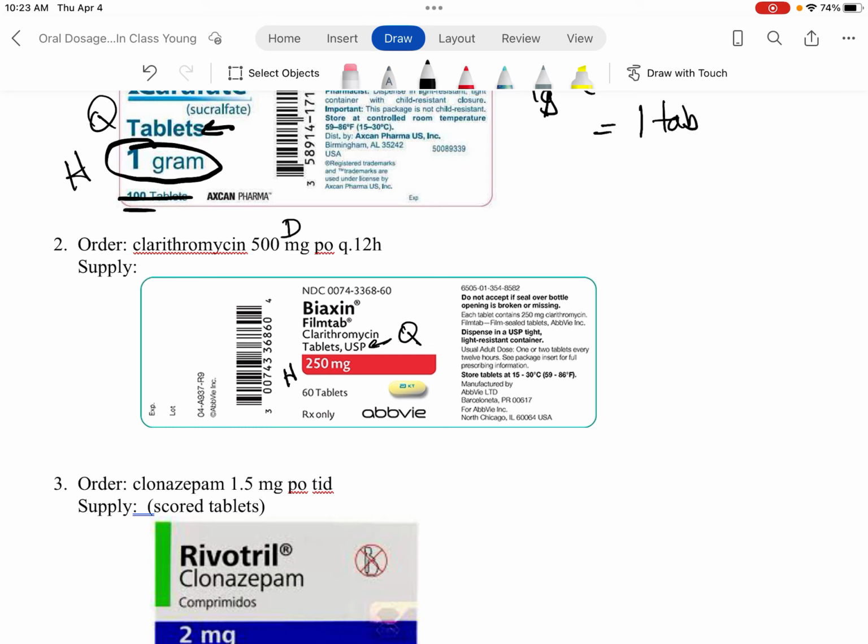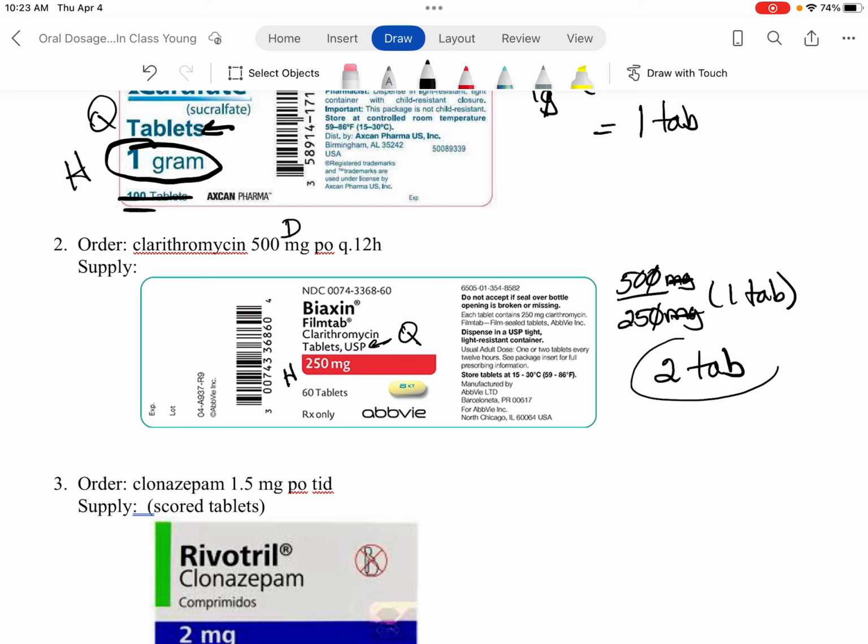So it's 1 tablet. So then, setting it up, my desired 500 milligrams over 250 milligrams per 1 tablet. Milligrams cancel. I always cancel my zeros, so I don't have to put them in my calculator, because 50 divided by 25 is easier sometimes to see than 500 divided by 250. Either way works. But I know 25 goes into 50 2 times. So 2 times 1 tablet gives me 2 tablets.